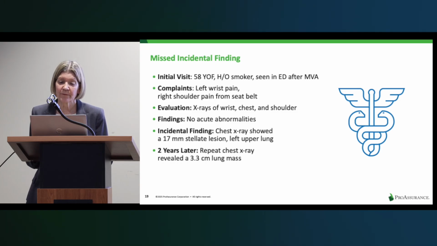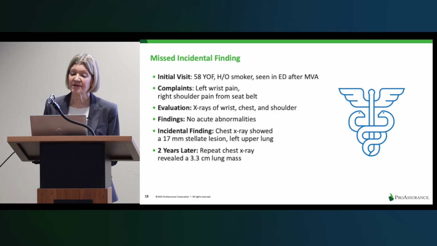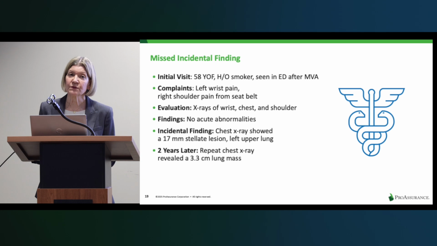lobe. In the radiologist's final report, his impression was a 17-millimeter nodule in the left upper lobe apex, and he recommended a follow-up CT of the thorax or a comparison with old chest films. He copied the emergency physician on his report, and that's important.